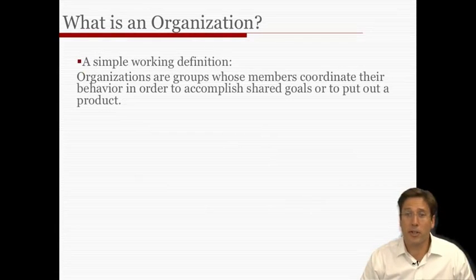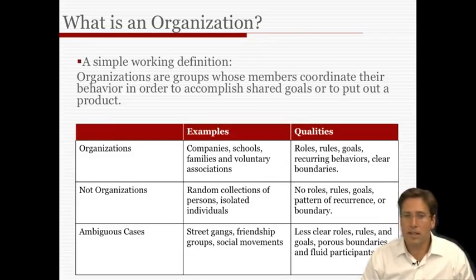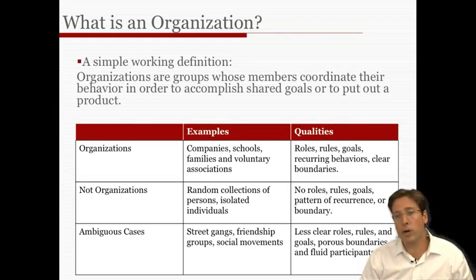One of the best writers on organizations has been Richard Scott, whose work we'll draw on heavily from time to time. Scott defines organizations this way. Organizations are conceived as social structures created by individuals to support the collaborative pursuit of specified goals. Now there's a lot packed in here, so let's simplify it some. What Scott means is that organizations are groups whose members coordinate their behavior in order to accomplish shared goals or to put out a product. Given this, let's reconsider what is and is not an organization.